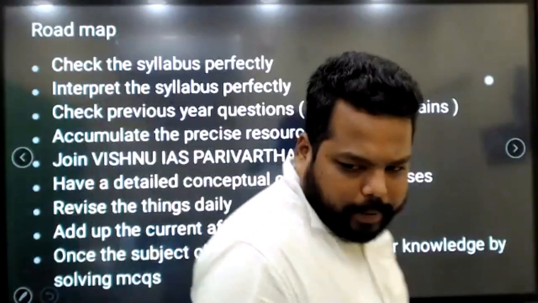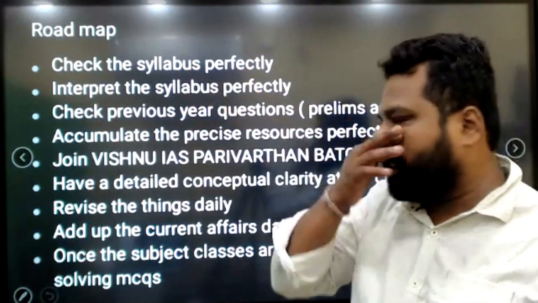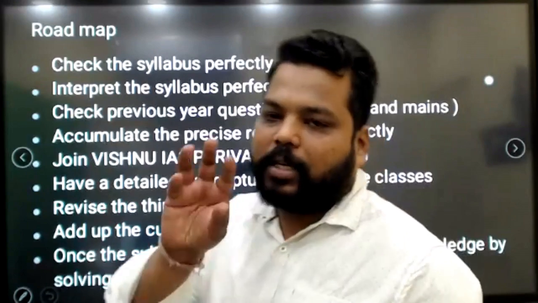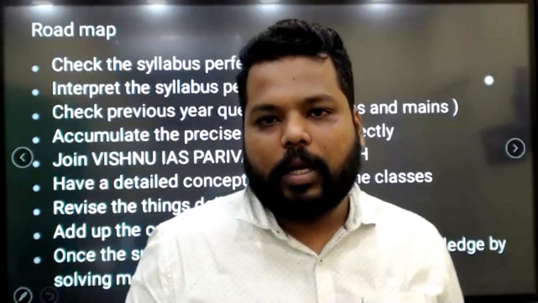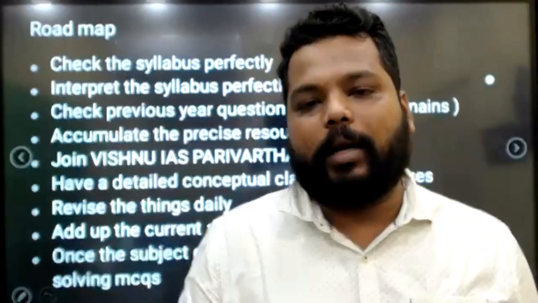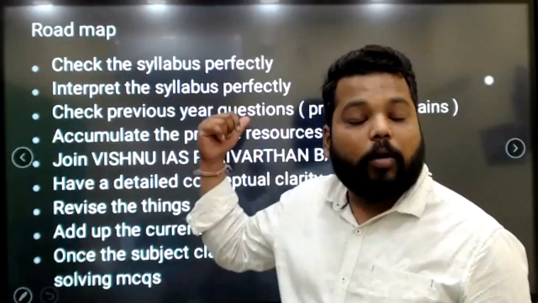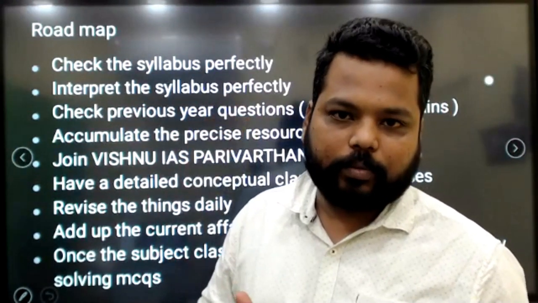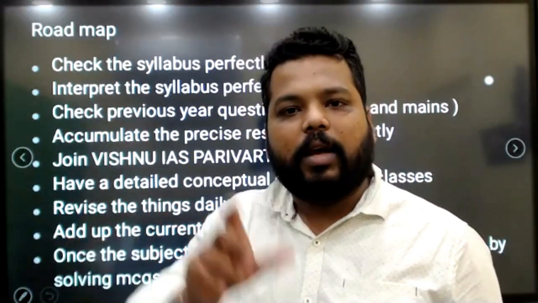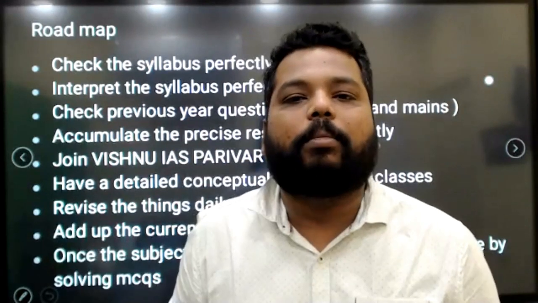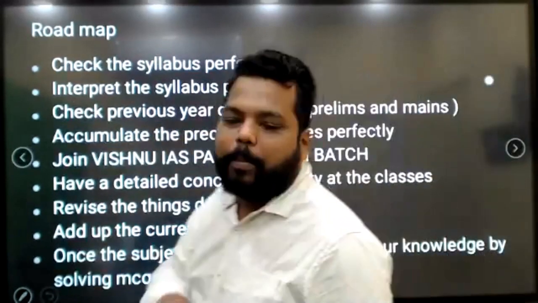So now what is our roadmap? Until now, we have seen the roadmap. First thing is check the syllabus perfectly. Until now, we have seen the syllabus only for geography. So you have to see the syllabus for every subject. Then only you will have a greater grip in the mind, like what to read, what not to read. Second is interpreting the syllabus. I have interpreted the syllabus right now, and once I see previous year questions, I can justify, yes, from this portion of the syllabus, this question has come. So interpreting the syllabus and checking the previous year questions, this is very, very important.